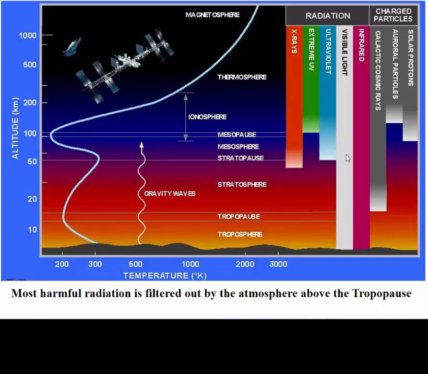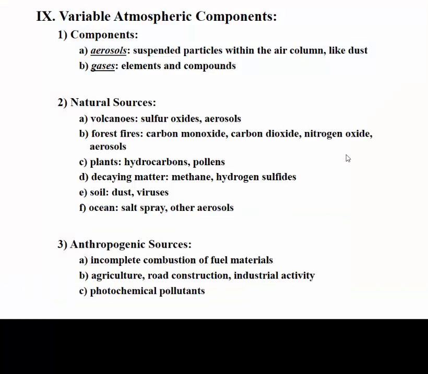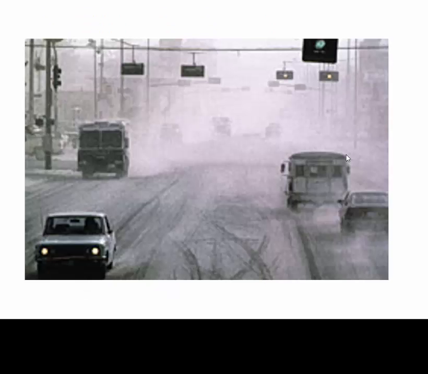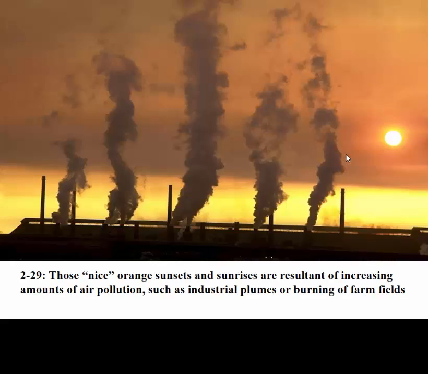But typically most harmful radiation is filtered out above the tropopause. We have aerosols, which are suspended particles such as dust, and then we have gases. We have natural sources of some of these aerosols, like volcanoes, forest fires, plants, farming, and then we have anthropogenic sources: incomplete combustion of fuel, agriculture, road construction. So we have different causes of these aerosols in the atmosphere that can block out the sun as well as do some other things with this insulation. And you can see an example of this here. I think this was from a volcano.